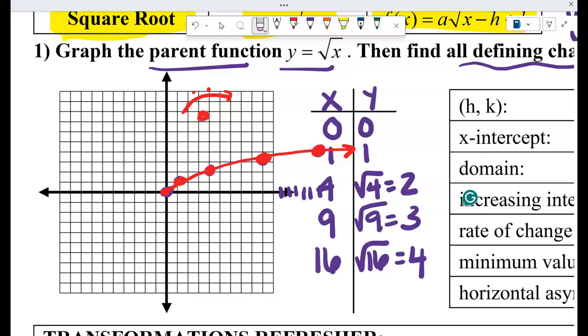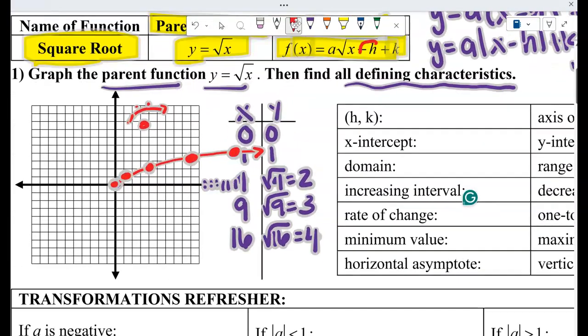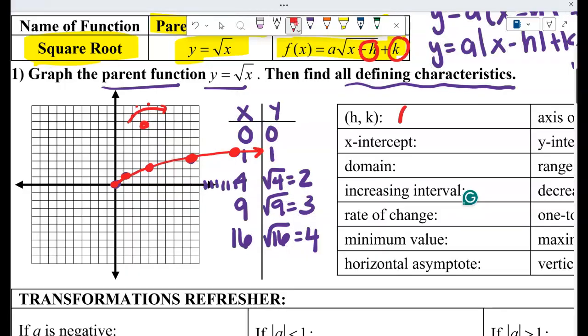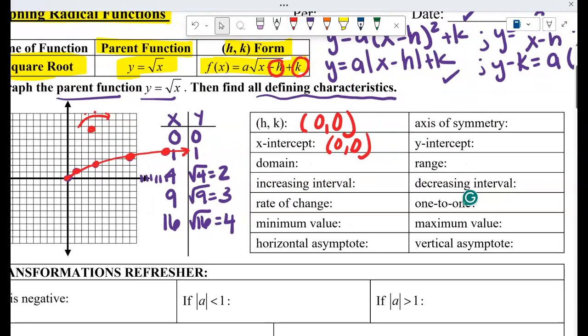Okay. So h and k. It's a parent function, so we don't have any h and we don't have any k. So this is going to be 0, 0. X-intercept, it crosses the x-intercept at 0, 0 because it is the parent function. We're going to go over here and ask, do we have an axis of symmetry? Remember, an axis of symmetry divides the graph perfectly in half, such as the quadratic or a V shape. So for this one, we're going to say NA.